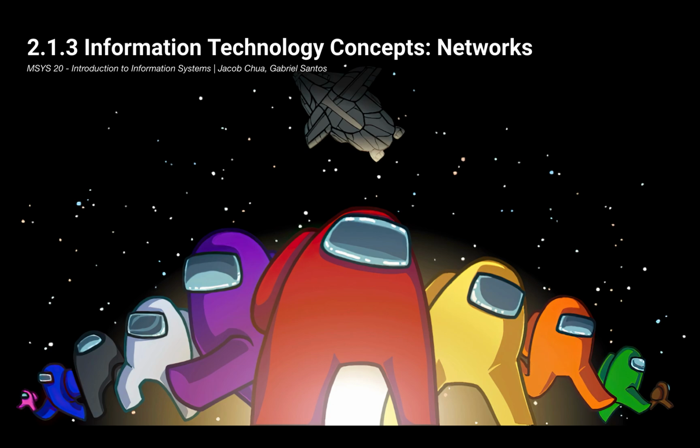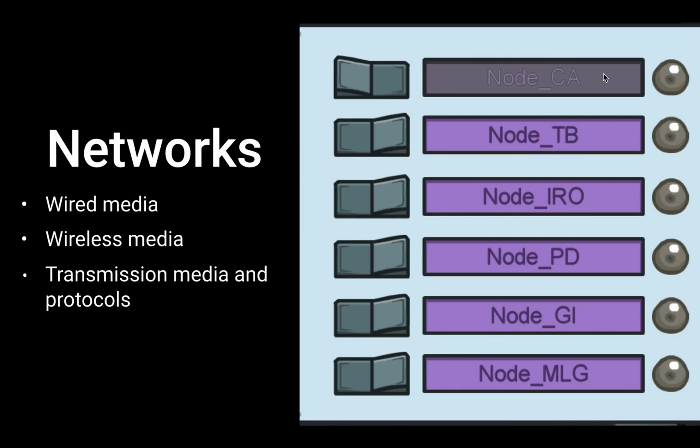It can also be as simple as making a cell phone call. Two devices connected together, therefore you have a network. With that being said, let's get started with our lesson on networks. We will be learning three topics today: wired media, wireless media, and the transmission media and protocols.